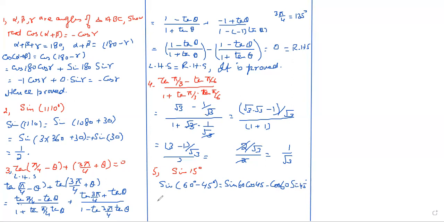Using these values, we have sine 60 equal to root 3 over 2 and cosine 45 is 1 over 2 root. Minus cosine 60, which is 1 over 2, and sine 45 is also 1 over 2 root. So the LCM of this is 2 root 2, and this is root 3 minus 1. This is the value. I hope you understand it well.